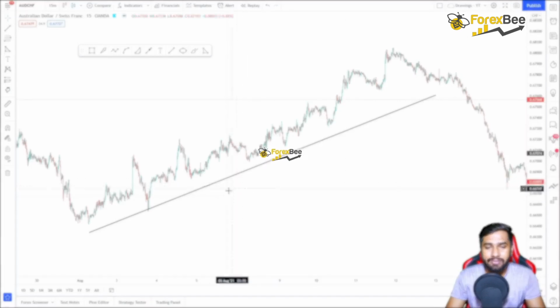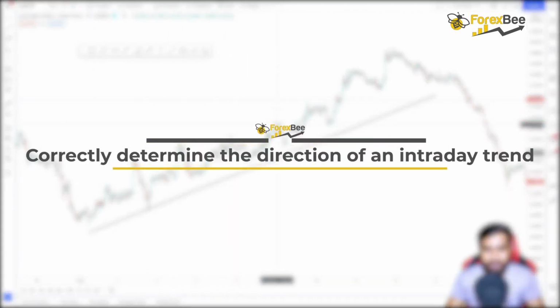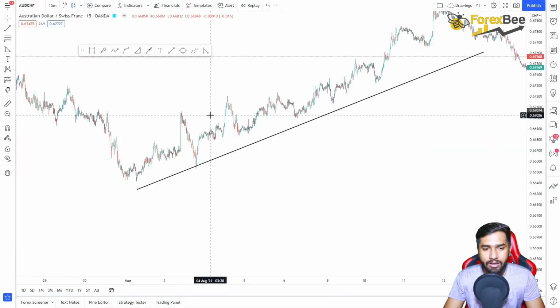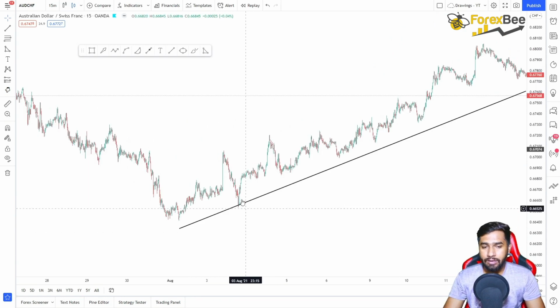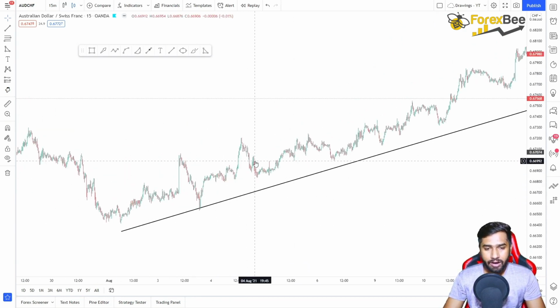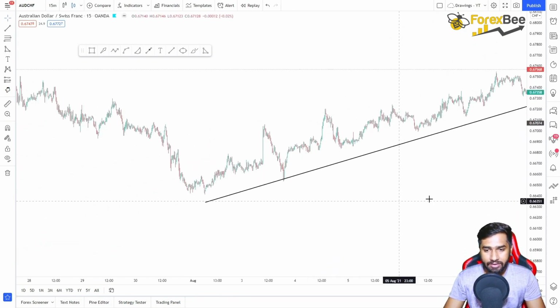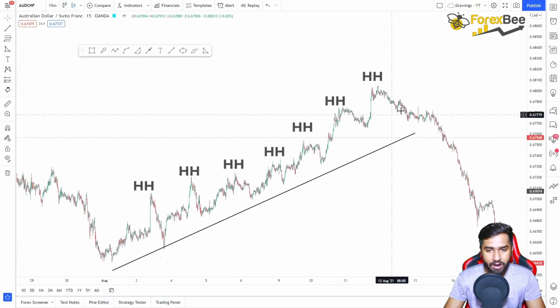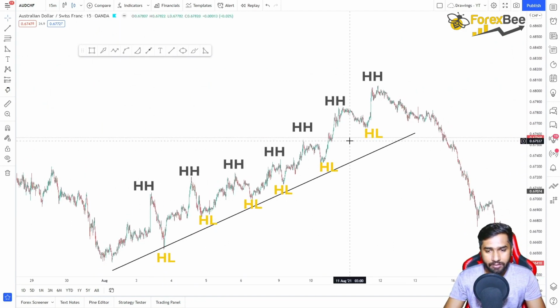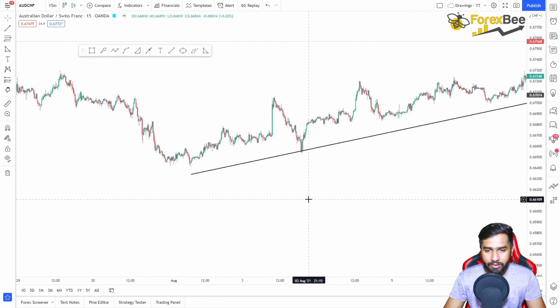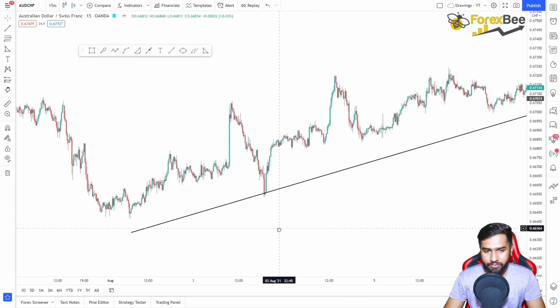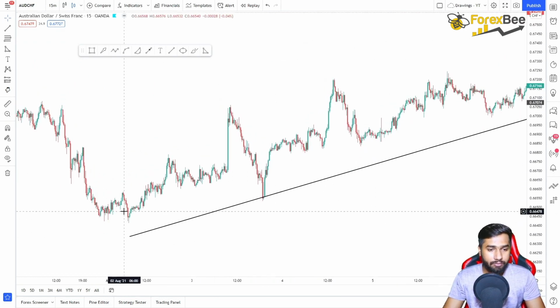So today in this video we're going to look at how you can correctly determine the direction of trend while you're day trading. Sometimes what happens is, while we're day trading at lower time frames, we see the formation of higher highs and higher lows, as we can see here. But when we zoom in and start drawing the swings, they are not very clear.